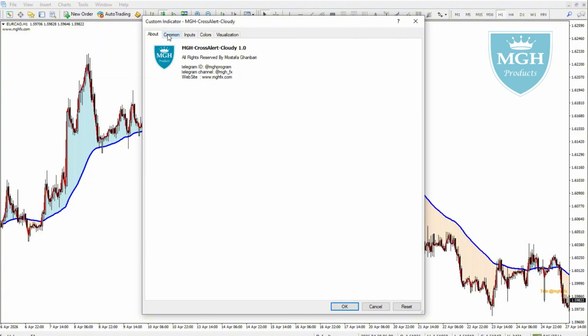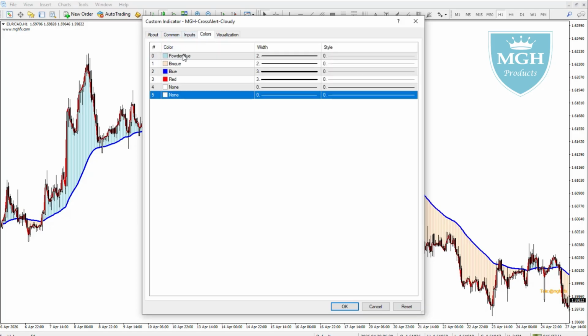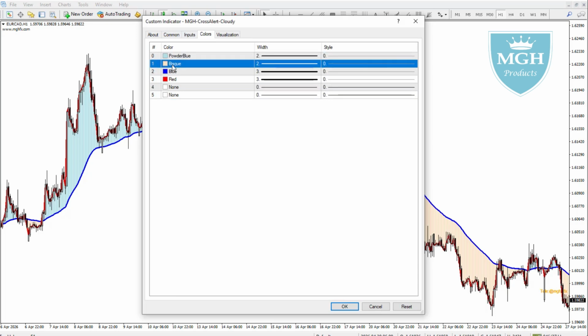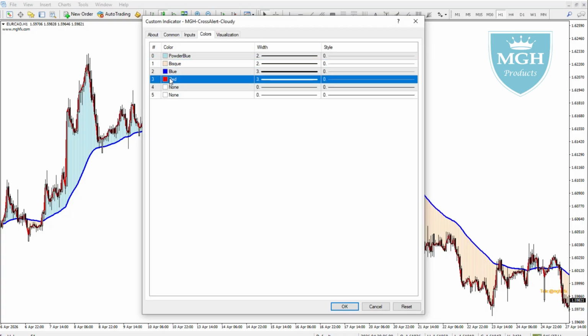Before we get into the scenarios, let me quickly show you the color tab. As you can see, we have 6 color slots. The first two, powder blue and bisque, are for the cloud fill and they show which line is on top. The next two, blue and red, are the colors of line 1 and line 2 on the chart. You can customize all of these to your preference.